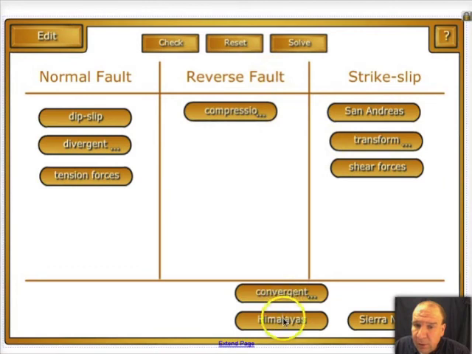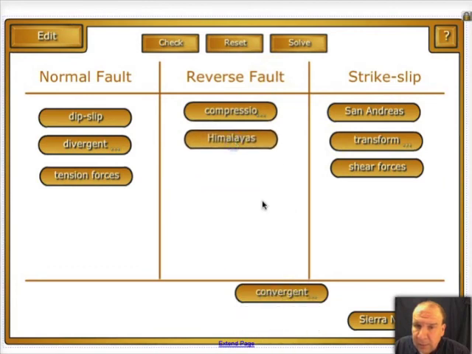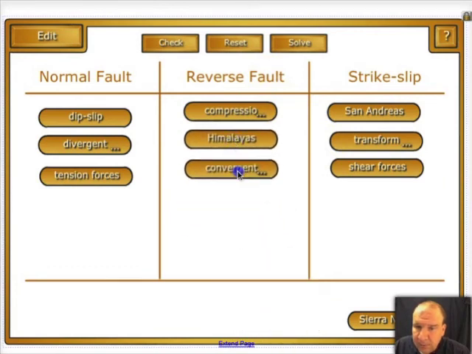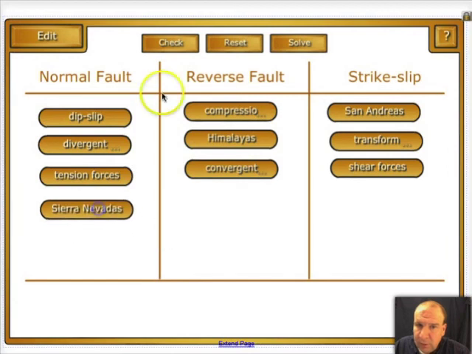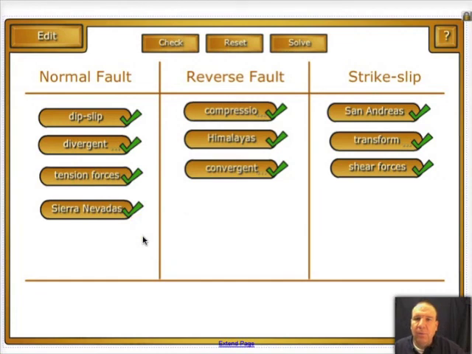Okay, reverse faults, you have the Himalayas, and you have the convergent plate boundaries. Now, do you remember the Sierra Nevadas and what they were? What do you think they are? Do you think they're the normal fault? Should we check? Yep, they are the normal fault.